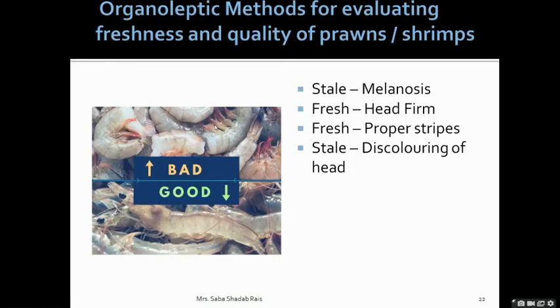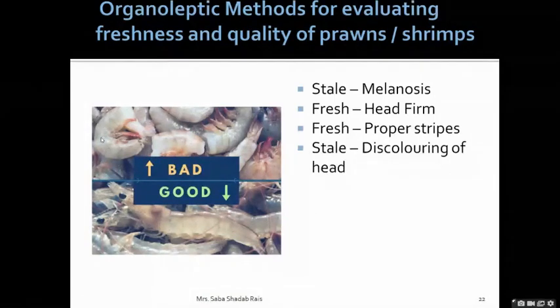Now the next thing you will observe in the fresh prawn is the proper stripes. Proper stripes means usually you will find white and yellow stripes on their body, and here a distinct pattern will be observed. Means clearly distinct bands will be observed on the body. The bands will start disappearing, or you can say they just start decoloration.